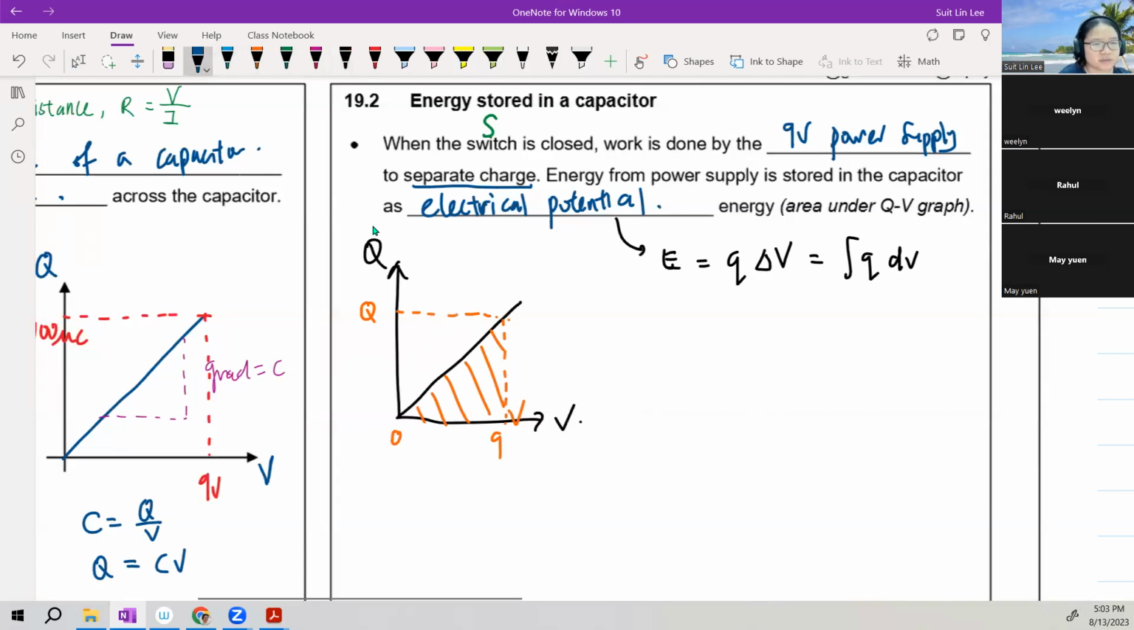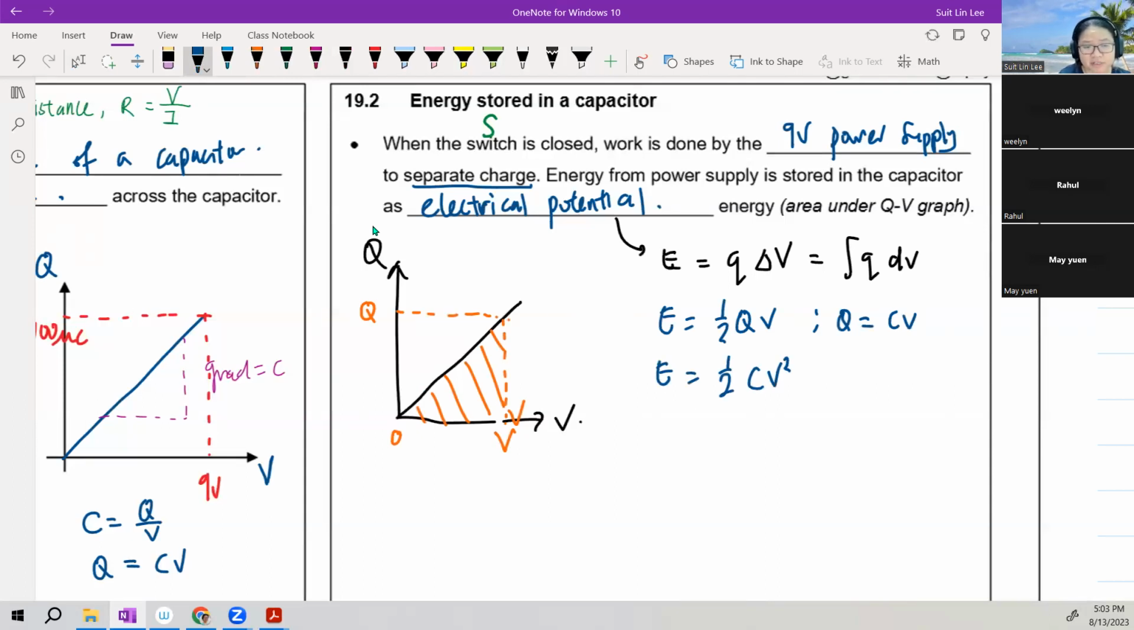This area E will be equal to half. Okay, let's not use 9. Just use an unknown or a variable. So it can be half QV. But also at the same time, Q is equal to CV. So the energy stored can be half CV square. If I substitute Q, it can also be equal to half Q square over C if I substitute V.